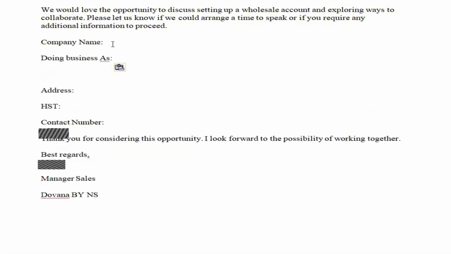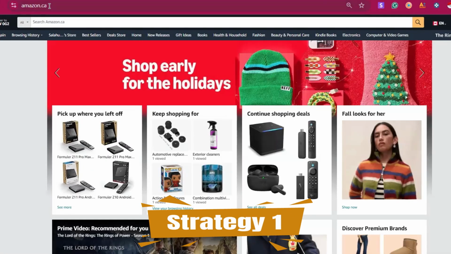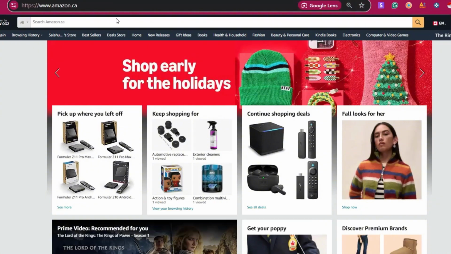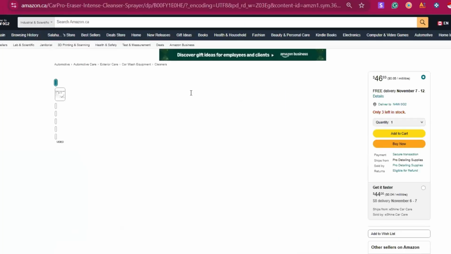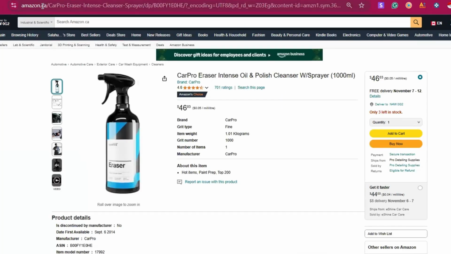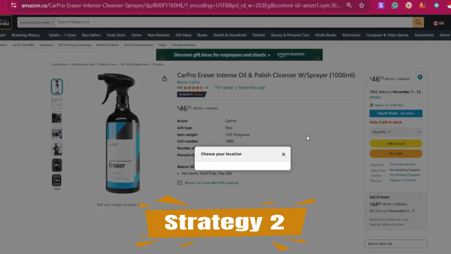Finally, remember that the content wording can change depending on the brand, but the main purpose is to clearly explain your business, your intentions, and the value you can bring as a partner. There are two main strategies you can use when contacting a brand. Strategy 1. You can directly email the brand and ask them for a reseller or dealer account. In this email, you introduce your company and explain that you are interested in becoming an authorized seller of their products. Strategy 2, often more effective.